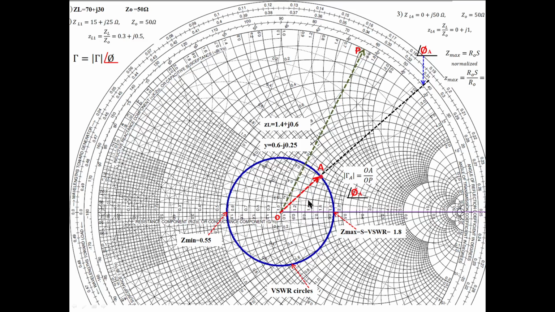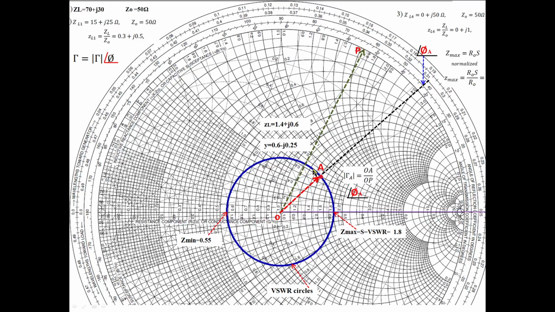So you mark the load first, like this. This is the load point here. You can draw the VSWR circle. I already told how to draw it. This is the VSWR circle. Take a radius of OP and draw the VSWR circle. Also, I told in the previous class, this is the VSWR.